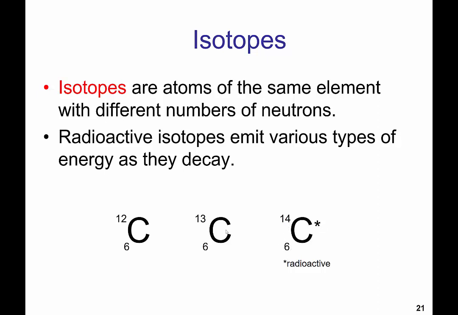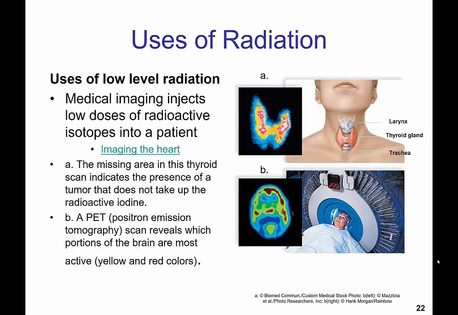So isotopes are named according to their mass number. Certain isotopes of some elements have unstable nuclei and throw off high energy radiation as they decompose to a more stable form. So radioactive isotopes emit various types of energy as they decay. This energy or radiation can be used for different purposes, such as medical imaging.